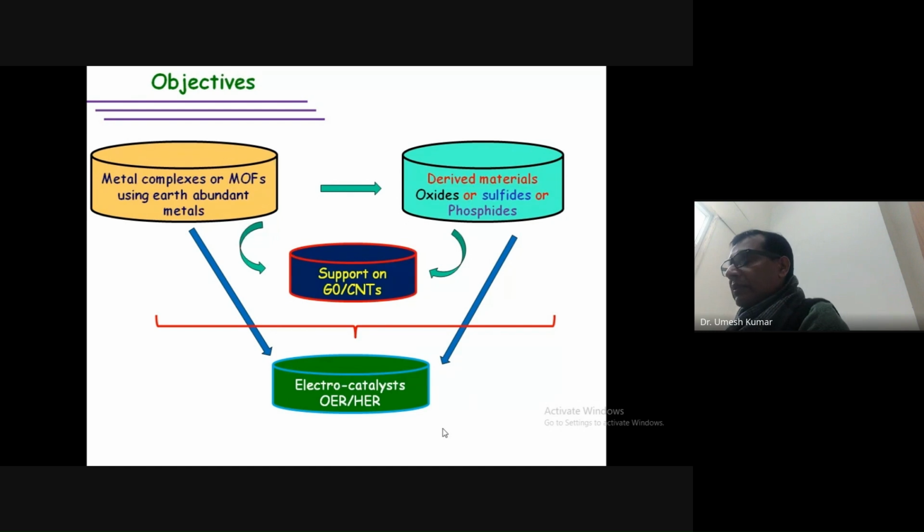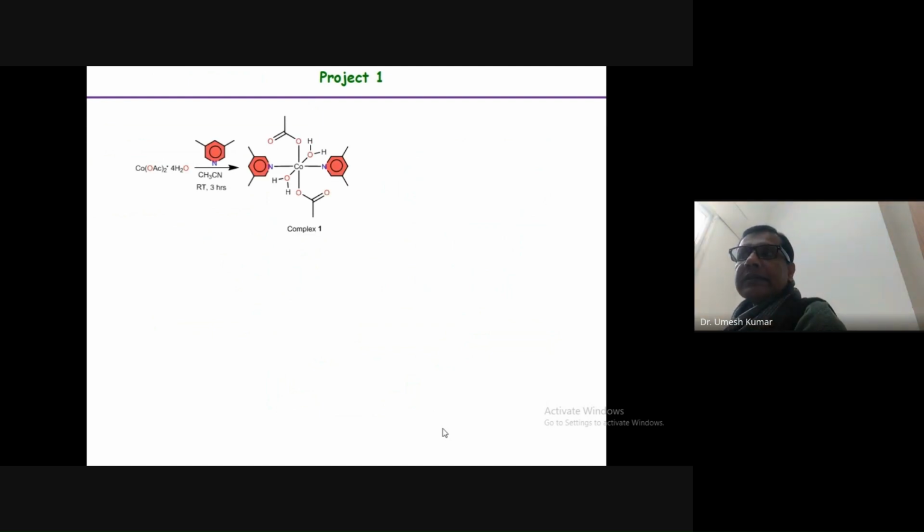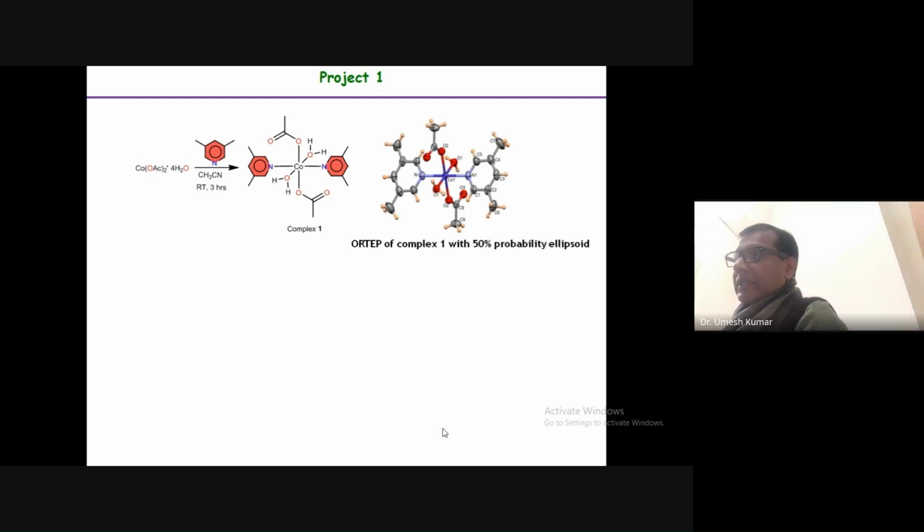To achieve these objectives, we are doing different types of projects here. Some of the projects I am going to discuss here. So project 1 is a very simple reaction. We took cobalt acetate and 3,5-lutidine in acetonitrile. We obtained this compound, cobalt acetate with two water molecules and two lutidines, complex one. And these molecules were characterized by single crystal data for the first time in my lab.